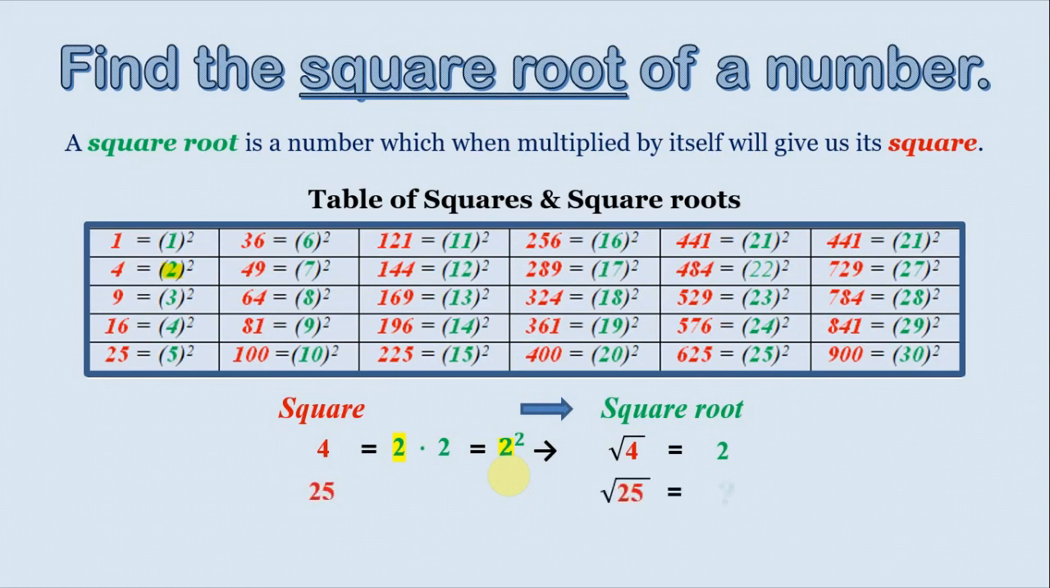What is the square root of the square number 25? That's right. The table indicates that the square root of 25 is 5. Five multiplied by 5 results back into its square, which is 25. It can also be expressed as the square root 5 raised to a square or 2nd power.